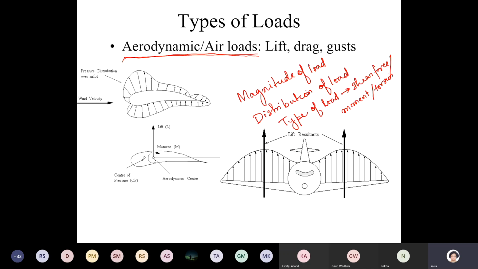Of course, magnitude of the load is very important. You need to know how it is distributed. You also need to know what the types of load are, whether it's a shear force, moment, torsion, whatever. Axial load is also very important. It gives rise to buckling, if it is compressive. So this is what we should get from the other members of the design team who should provide us with the kind of loading.